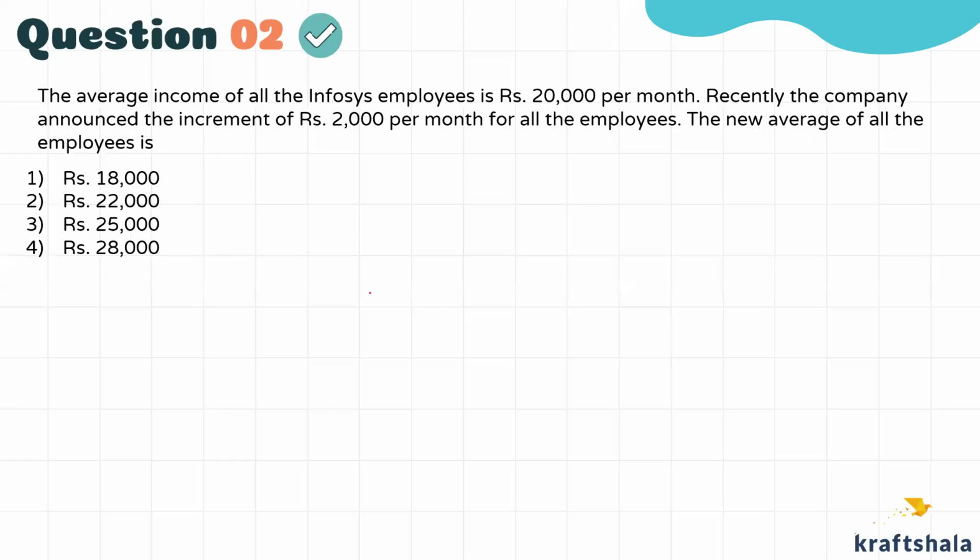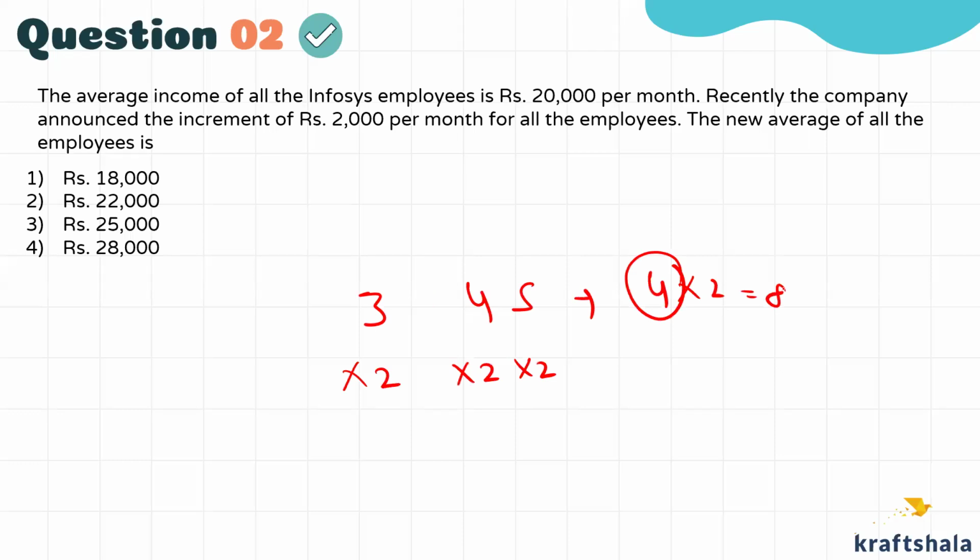For example, if I talk about three numbers, 3, 4, 5, it has average 4. Now, if I multiply each of these numbers by 2, the average will also be multiplied by 2. You can see it logically as well. So the average income of all the Infosys employees is 20,000 and every person has got the increment of 2,000, so the average will also be increased by 2,000. So 20,000 plus 2,000 is 22,000, right?